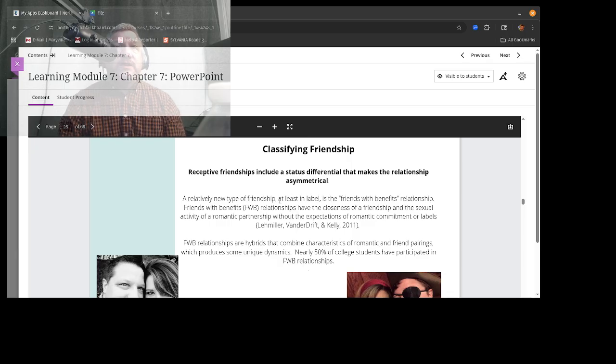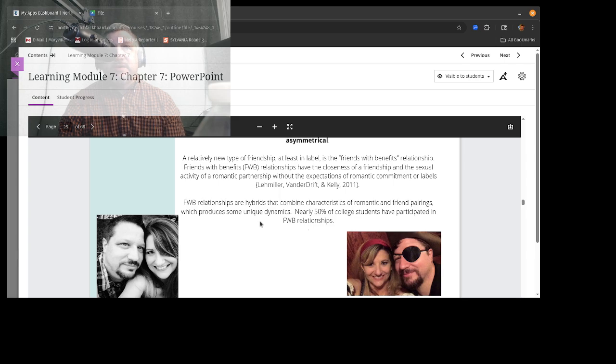A relatively new type of friendship, at least in the label, is friends with benefits, right? Let's talk about it. Friends with benefits relationships have the closeness of friendship and sexual activity of a romantic partnership without the expectations of a romantic commitment or labels. We're seeing this more and more, so that's why we're talking about it. FWB relationships are hybrids. They combine characteristics of romantic partnership and friend pairings. They create unique dynamics. Nearly 50% of college students have participated in FWB relationships, and sometimes they can grow and become something more.